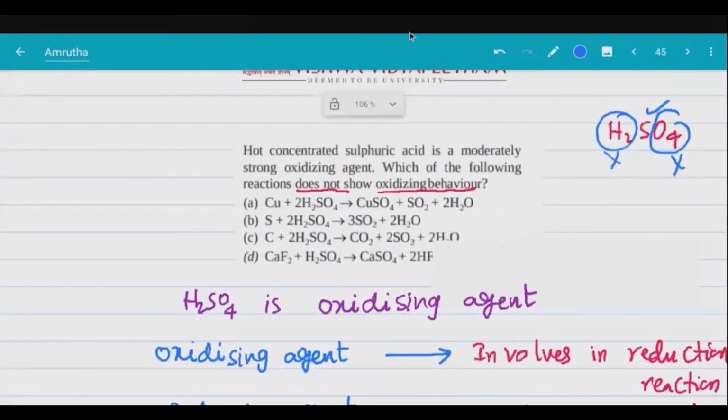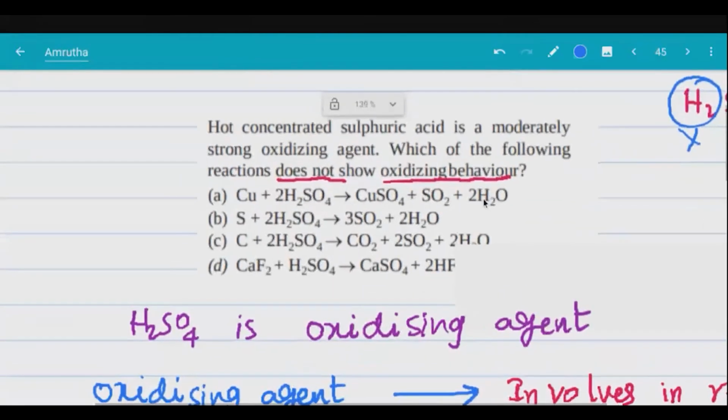Okay, so what is the correct answer for this? Donates O2? No, sulfur. Look at the oxidation numbers properly. CaSO4 plus HF. I've given all possibilities. Just check which case is not showing oxidizing behavior. Let us see option A.